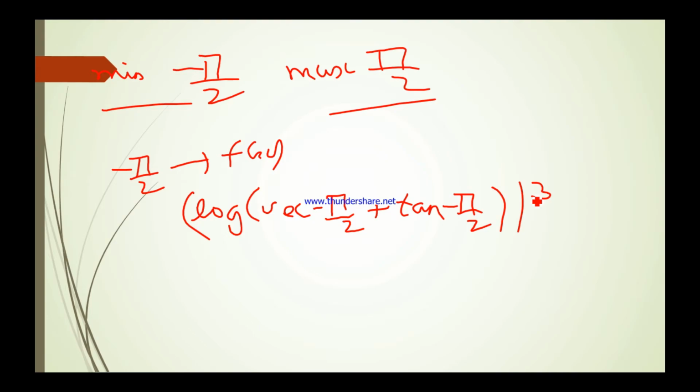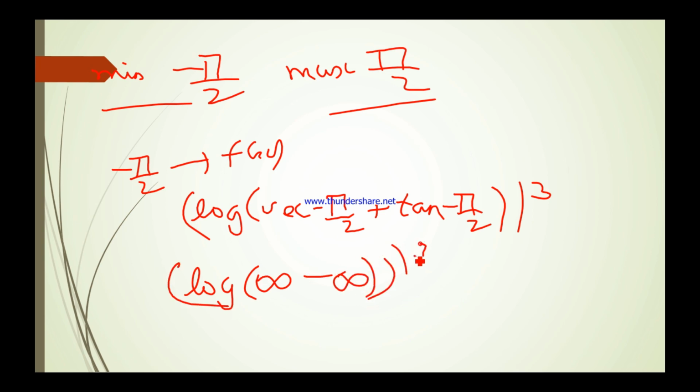So what is sec minus pi by 2 value? Infinity. So log of infinity, and tan minus pi by 2 is minus infinity, the whole cube. This we can say as log 0. Log 0 we take it to be minus infinity, because when we substitute minus pi by 2 in f of x, we get log of 0. So log of 0 we take it to be minus infinity.